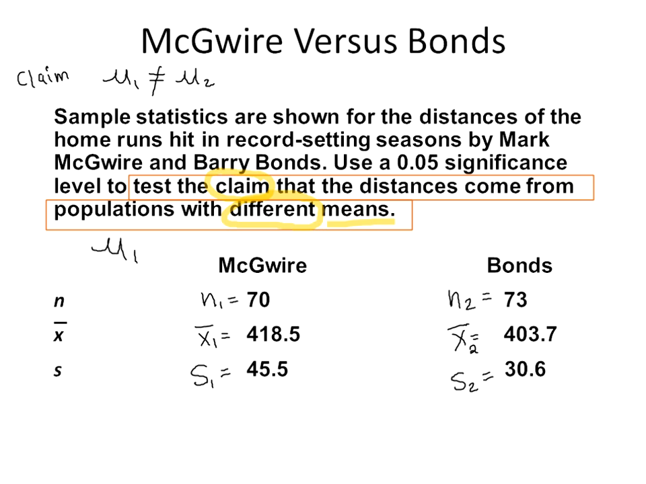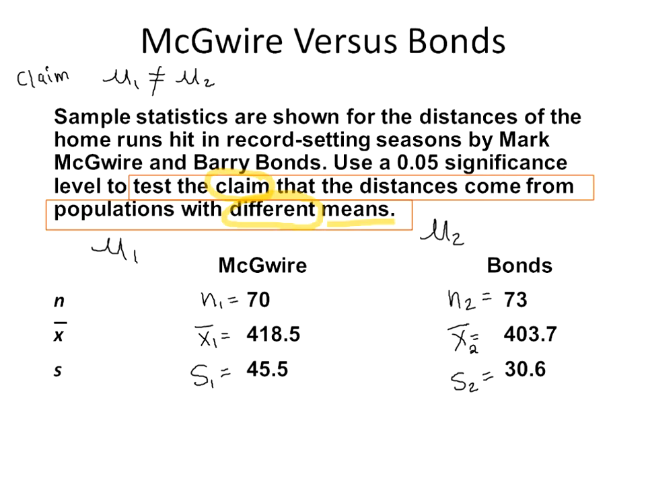So mu1 is referring to McGuire, the average for McGuire, all of his hits, and mu2 is the average for all of the Barry Bonds hits, for all of the distances. When you measure all the distances and take the average, mu2 would be the average of all the distances. Okay, so this is a hypothesis testing question because it tells us to test the claim, and we're using a 0.05 significance level. So I am going to use the p-value method to make that happen.